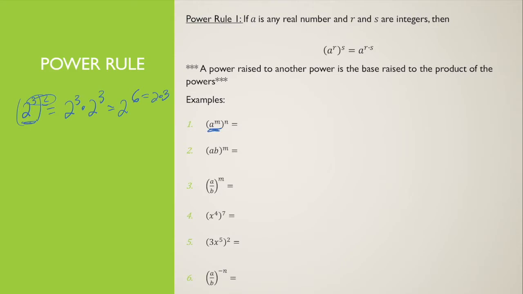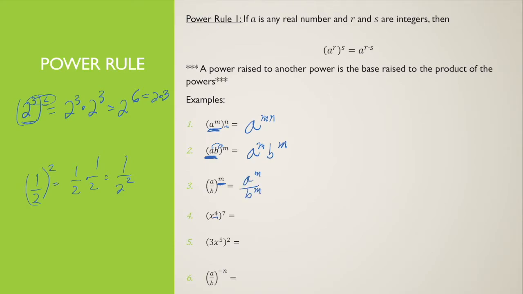If I have a to the m to the n, I'm going to multiply those. So I'd get a to the m n, and I can't simplify that any further. If I have a b to the m, I need to distribute that m. That's going to be a to the m, b to the m. I'll also distribute over fractions, right? Because if I had 1/2 squared, that's 1/2 times 1/2, which would be 1 over 2 squared. It has to be distributed. So I have a to the m over b to the m.